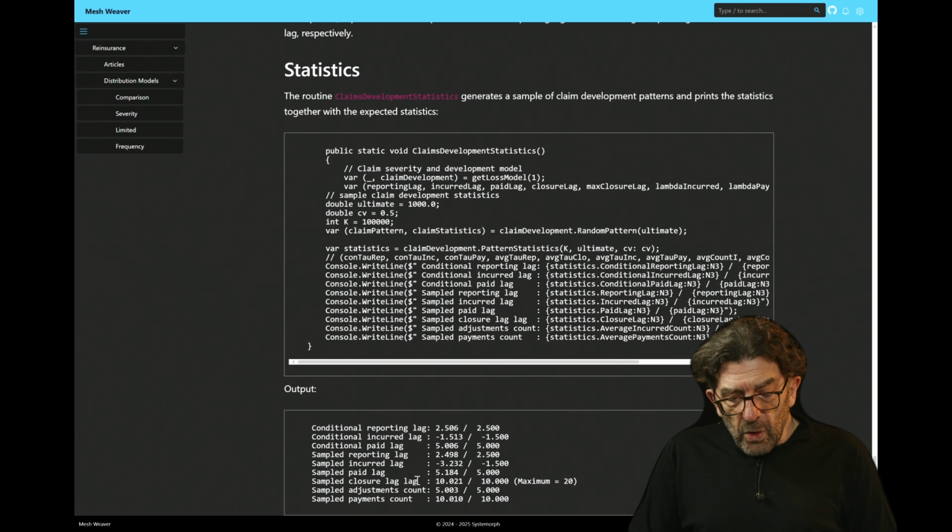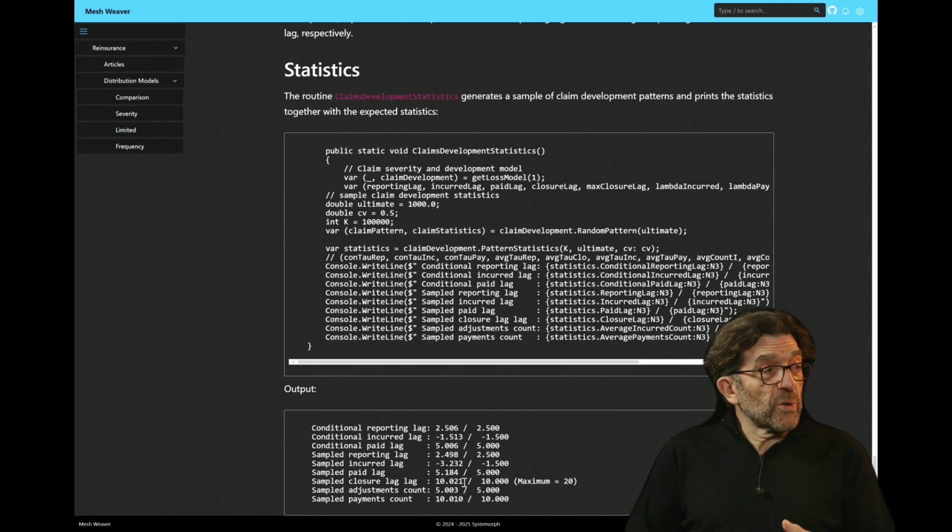The closure lag, there is no conditional, I've simply specified the parameter with a maximum of 20, and I get 10.02. The last two statistics are the number of incurred adjustments. So I entered 5 as an expected value, I get 5.003. And for the number of payments, the input is 10, and I get 10.01. So you see this model is able to reproduce the input statistics or the parameters, so the statistics are more or less identical to the parameter.